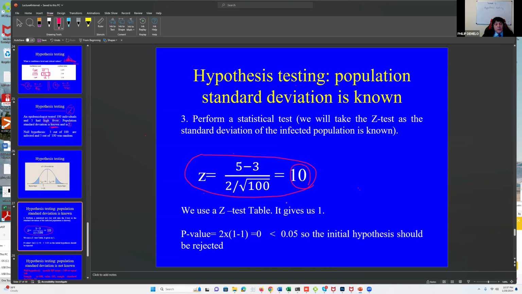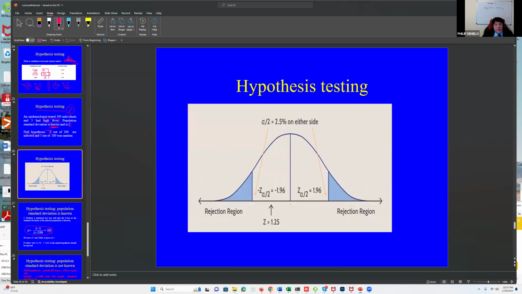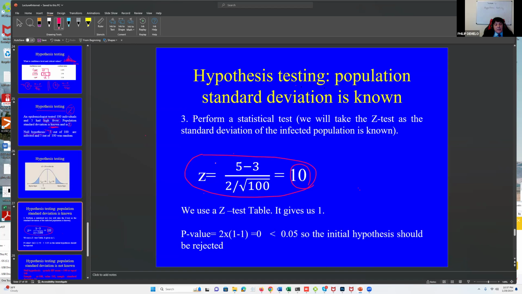And what is the null hypothesis? The null hypothesis says, for example, that it is not 5, but 3 out of 100 are infected, and 5 is not correct, it's random. Okay, let us calculate now. Somebody says that 3 is a correct answer, and we take it as the null hypothesis that we would like to check. It is 3. And we calculate this using Z.